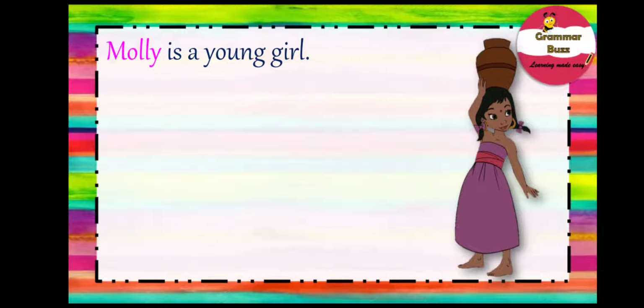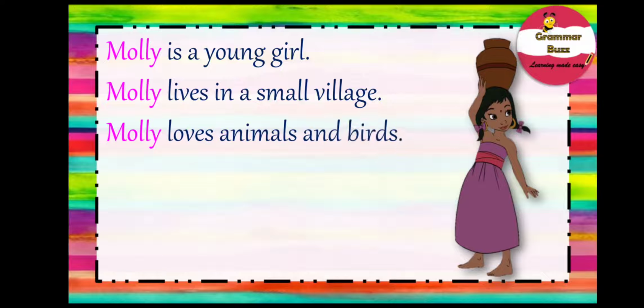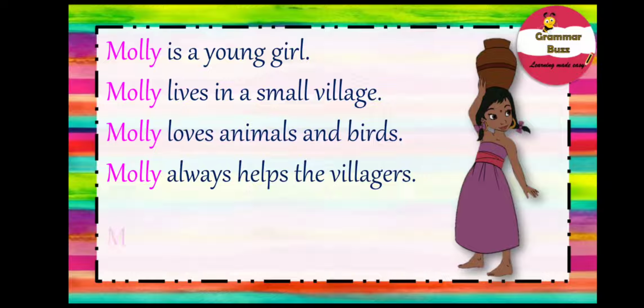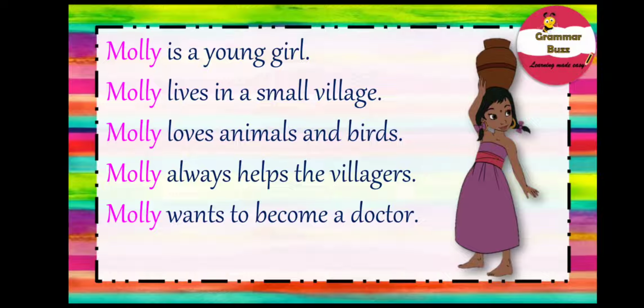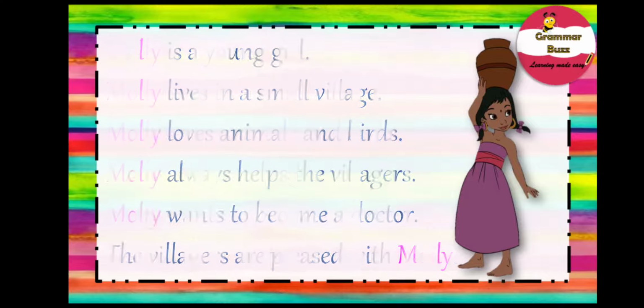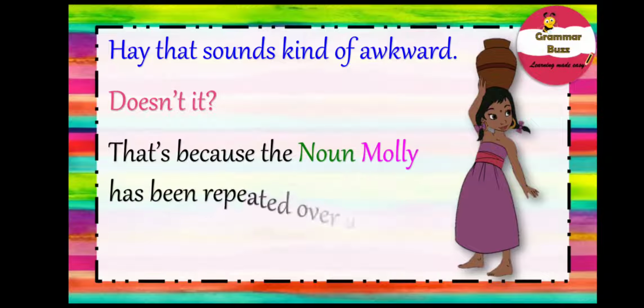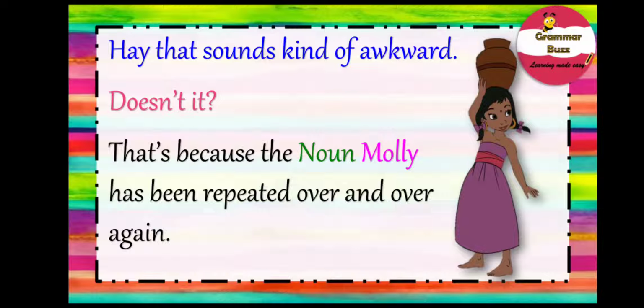And here it is. It says, Molly is a young girl. Molly lives in a small village. Molly loves animals and birds. Molly always helps the villagers. Molly wants to become a doctor. The villagers are pleased with Molly. Hey, that sounds kind of awkward, doesn't it? That's because the noun Molly has been repeated over and over again.